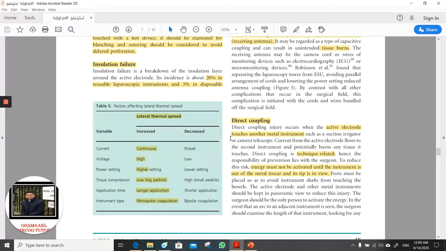Direct coupling means your instrument is connected to the diathermy, and if you turn it on while at the same time touching another instrument, which is a mistake, electricity will be transmitted to the other one. The other one can injure other tissues, and it's a mistake. This happens only if there is a defect in the training. So good training can prevent these problems.